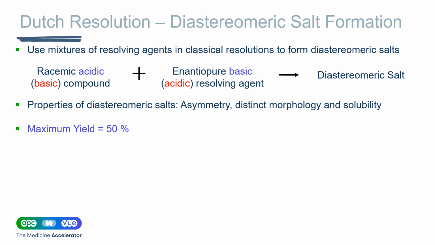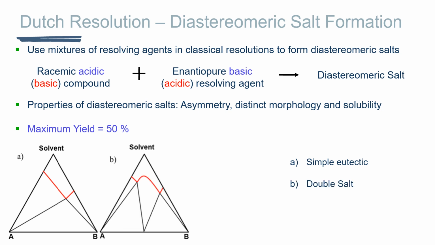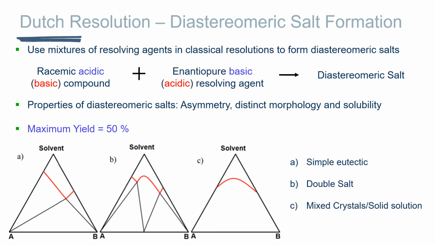The maximum resolution yield in a diastereomeric salt crystallization process is 50%, as only one of the two enantiomers can be selectively crystallized. The diastereomeric salts can crystallize in different forms, including simple eutectic, a system where both salts crystallize separately; double salt, a stoichiometric combination of both diastereomers in a single lattice; mixed crystals or solid solution, a homogeneous mixture where the two salts are incorporated within the same crystal lattice.